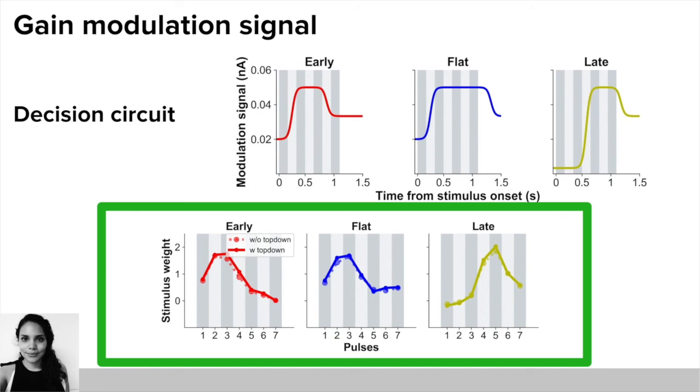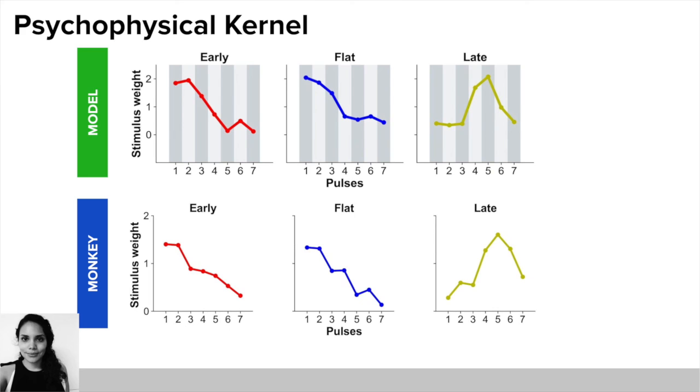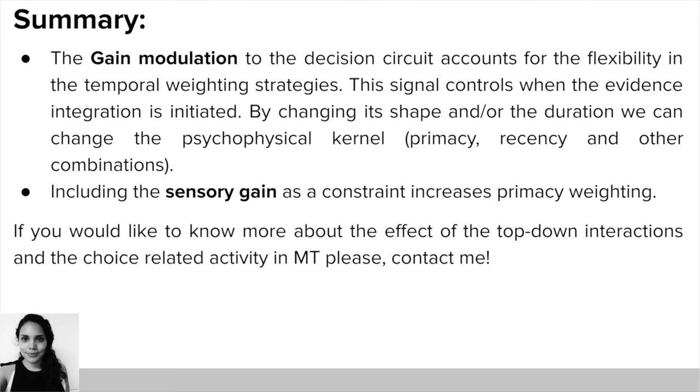To improve this, we added the time course of MT activity as a constraint in the sensory circuit of our model. We find that our model is capable of explaining the weighting flexibility and explains the experimental results. In summary, the gain modulation to the decision circuit accounts for the flexibility in the temporal weighting strategies, and including the sensory gain as a constraint increases the primacy weighting.